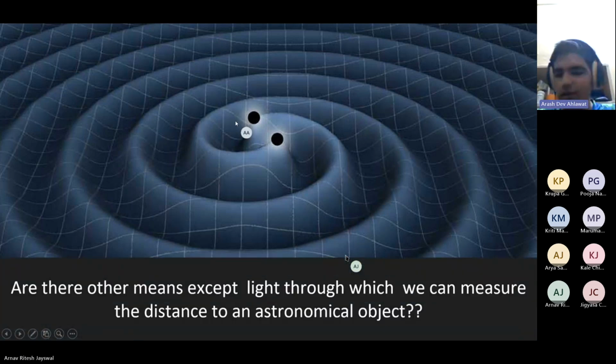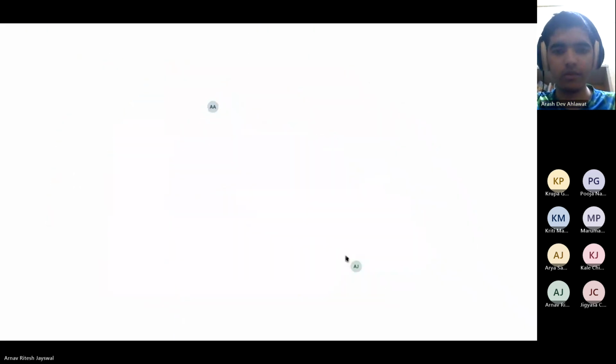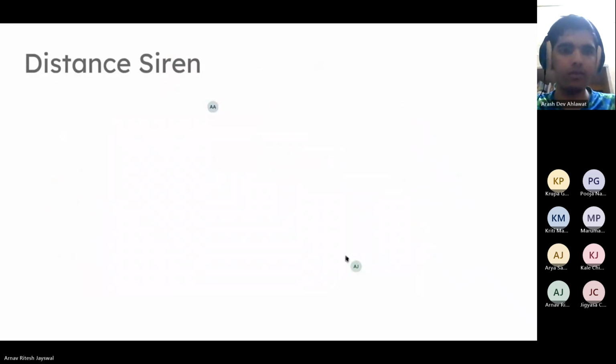As I just said, are there any other means except electromagnetic radiation, like light, through which we can measure the distance to an object? Distance siren. The thing discussed right now is termed a distance siren. Why siren? Because these waves come like sound waves. Earlier it was a distance light source, so we term this a distance siren.